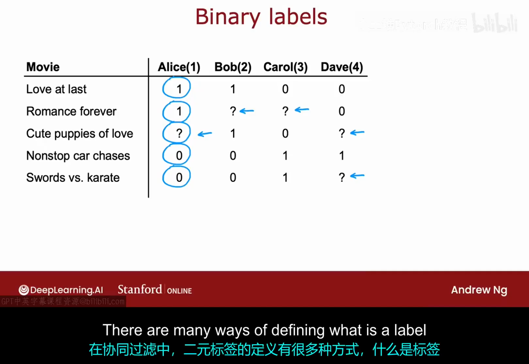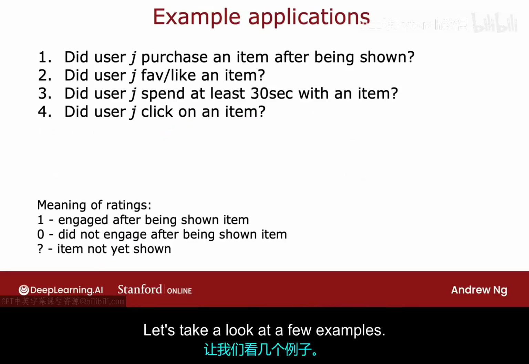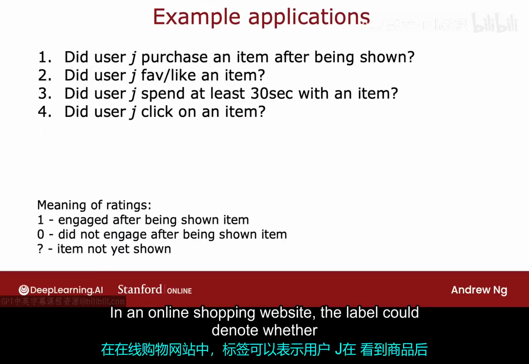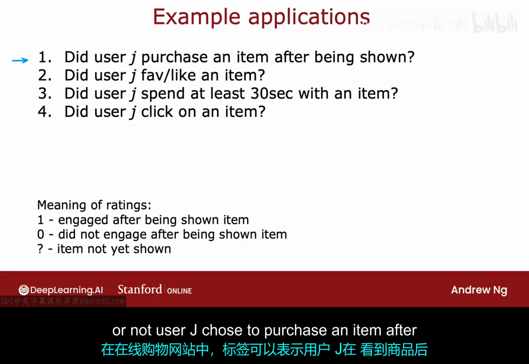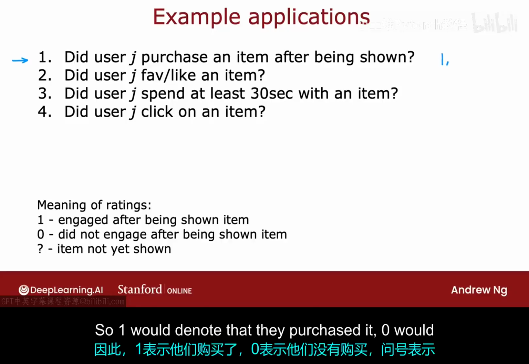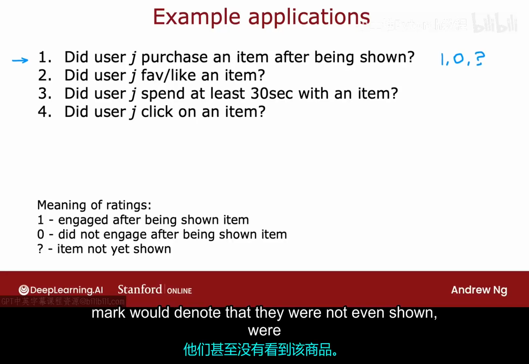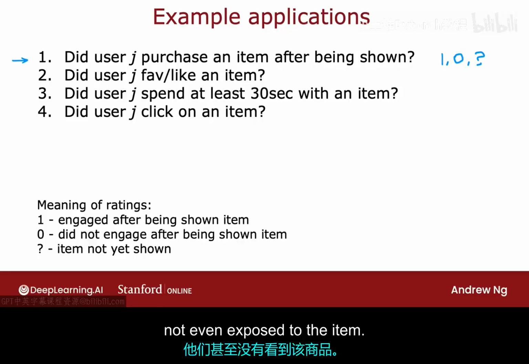There are many ways of defining what is a label 1, what is a label 0, and what is a label question mark in collaborative filtering with binary labels. Let's take a look at a few examples. In an online shopping website, the label could denote whether or not user j chose to purchase an item after they were exposed to it, after they were shown the item. So 1 would denote that they purchased it, 0 would denote that they did not purchase it, and the question mark would denote that they were not even shown, were not even exposed to the item.